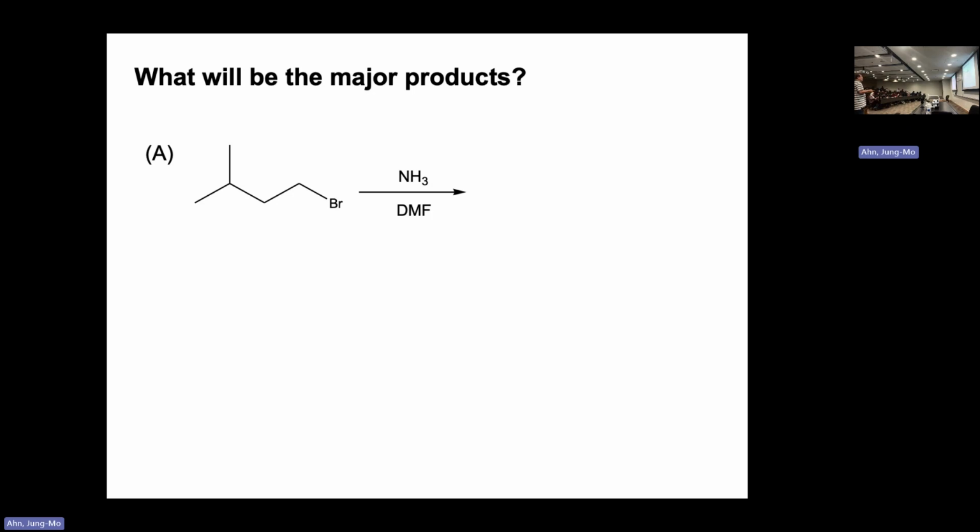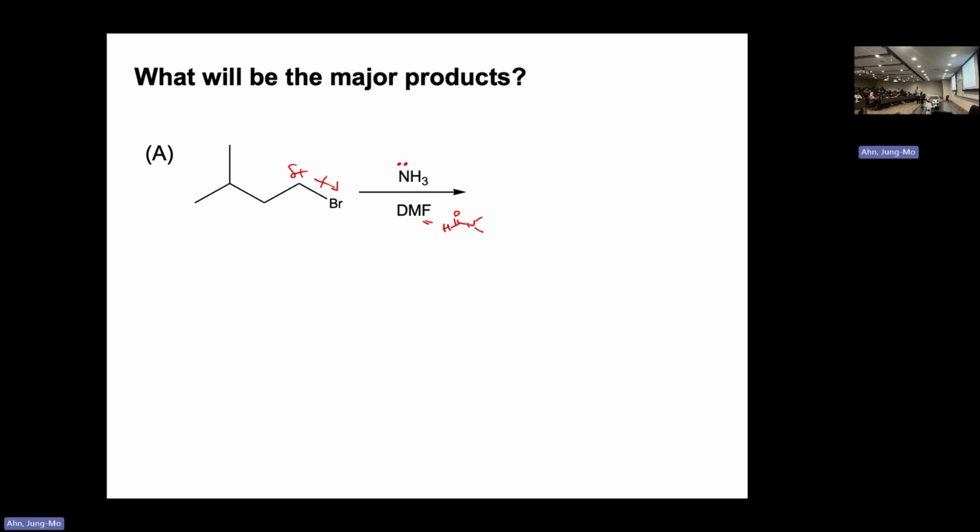You have an alkyl halide, you have a reagent, you've got to analyze each side. This alkyl halide has the bromine on the primary carbon. That's something you can easily see here. Then you've got the reagent, ammonia, and also something called DMF. DMF, I just mentioned it in the previous slides, is a solvent.